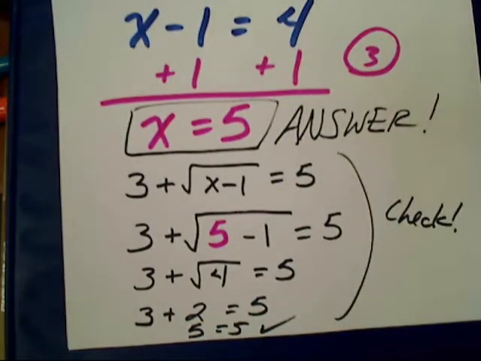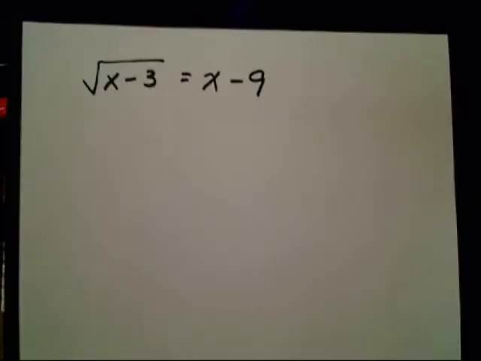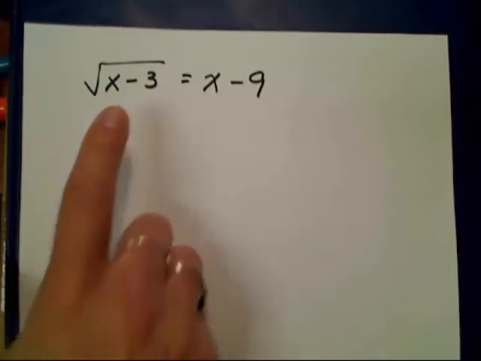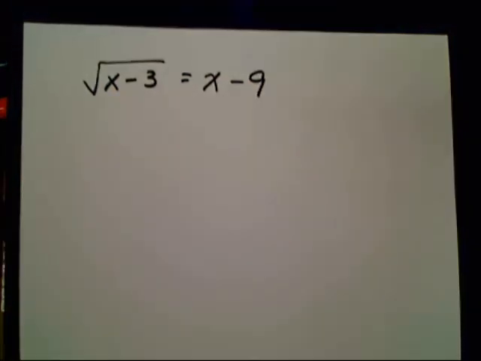Let's try another. Here's another problem. The square root of the quantity x minus 3 is equal to x minus 9. Now fortunately for this problem, our radical is already isolated. Square root of x minus 3 is already by itself on the left side. Doesn't matter which side, as long as it's all by itself on one side. So now I can go straight to step 2.